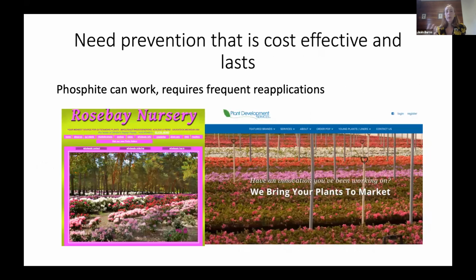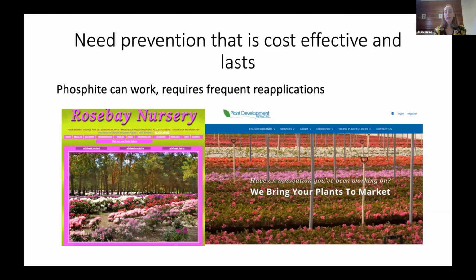And in conversations with nursery owners, they have told me that they still need more prevention tools for problems like root rot. So they need cost-effective protection that lasts. There are protection mechanisms. There are chemicals you can add like phosphite. It requires frequent reapplications. So even though it's relatively inexpensive to buy, over time it is not necessarily cost effective. And so nursery owners have told me that they frequently don't use it. So they really need prevention tools that are cost effective and that last.